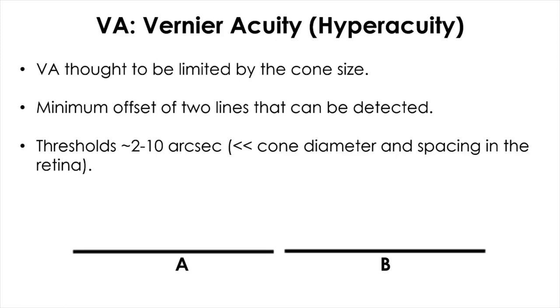Vernier acuity is another type of acuity, measuring the minimum displacement you can detect between two lines. For example, there is a very slight vertical displacement between line A and B, but we can see that line B is slightly above line A. It turned out that we are very good at this, and the average threshold for a normal observer is about 2 to 10 arc seconds, which is much smaller than a single cone diameter. Because this acuity is far better than you would expect based on the cone spacing, vernier acuity is sometimes called a hyperacuity.